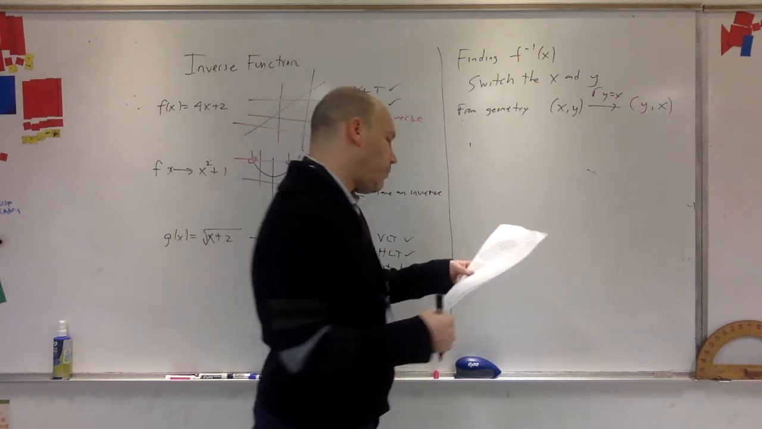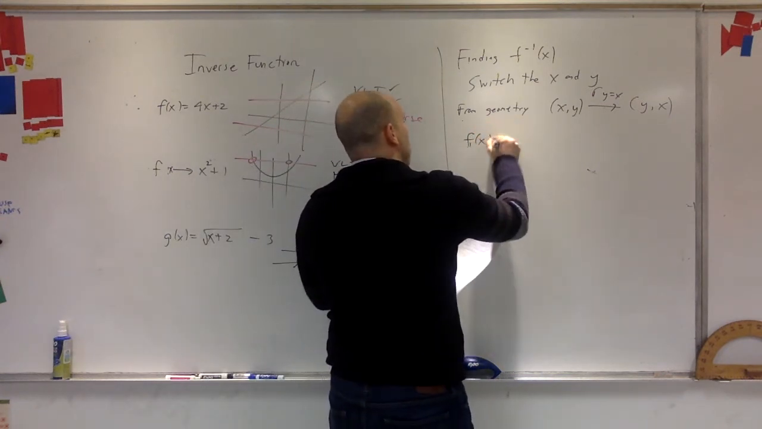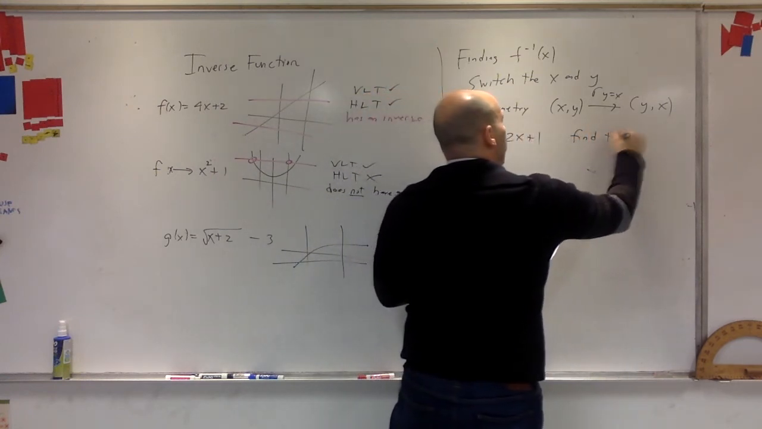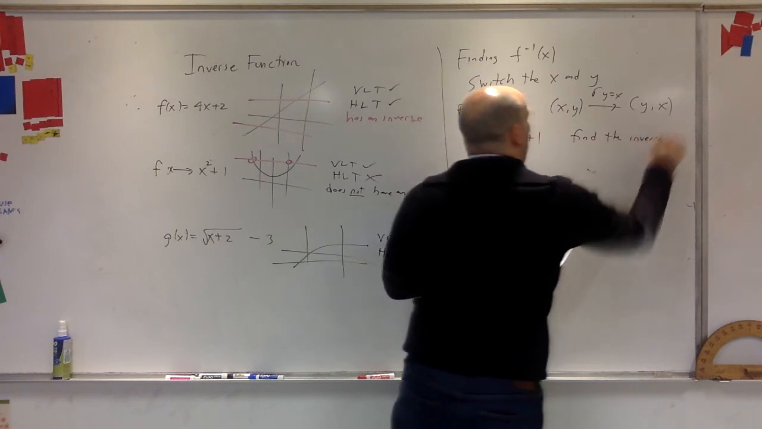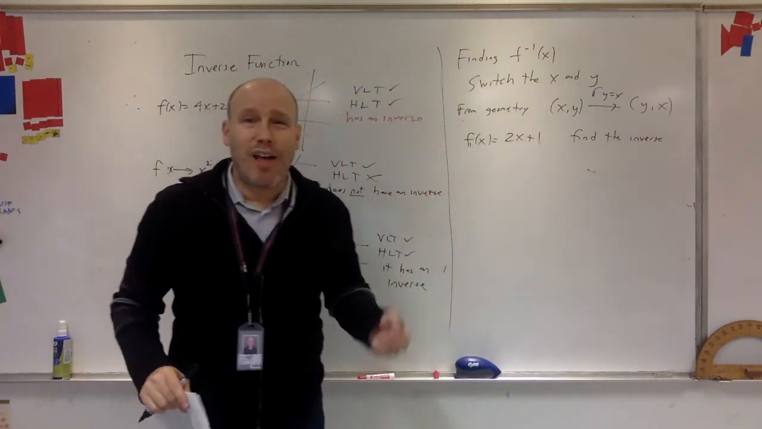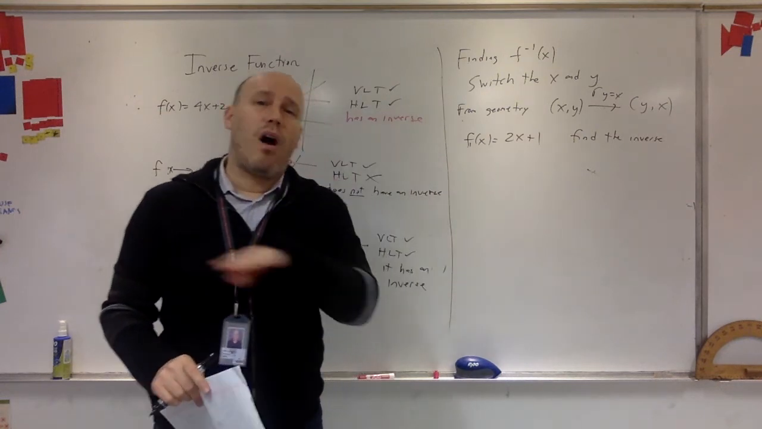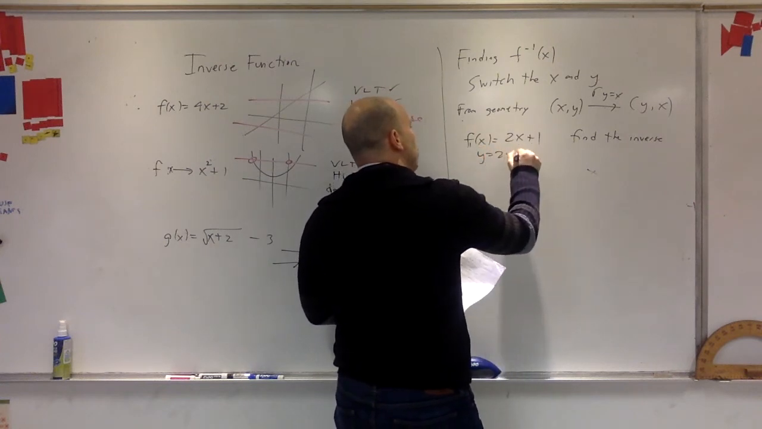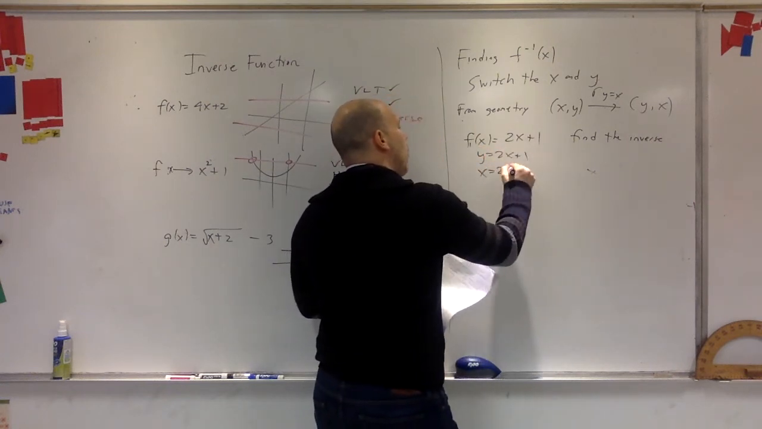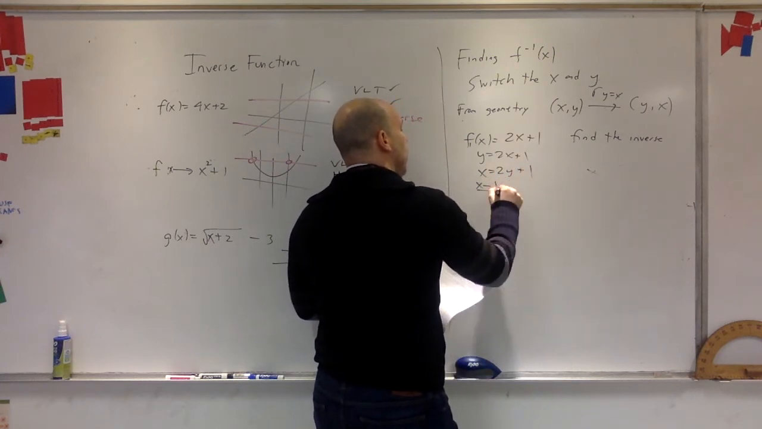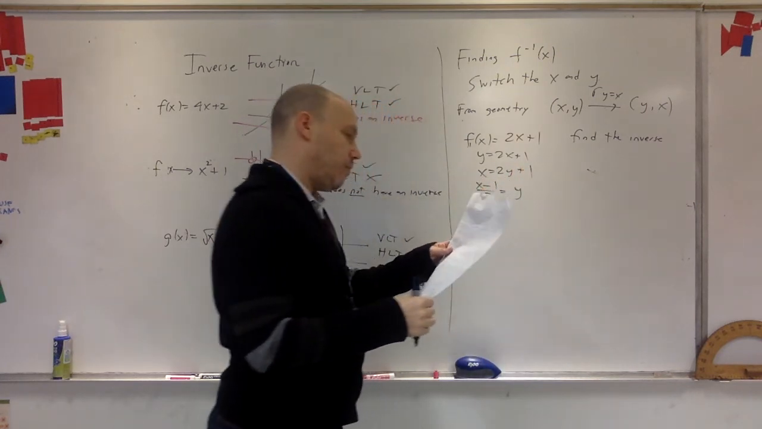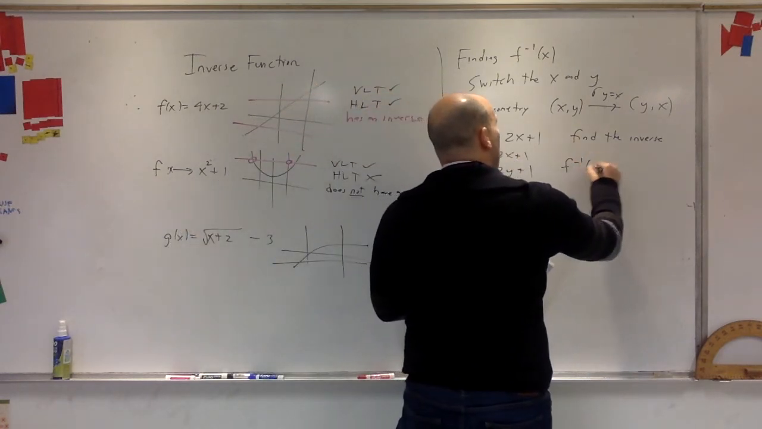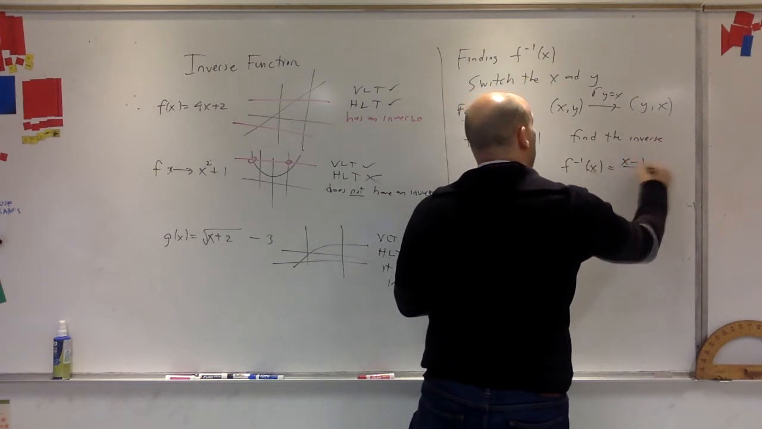So let's see, f of x equals 2x plus 1. Find the inverse. Well, first of all, is it a function? Yeah, we know that lines pass the vertical line test and the horizontal line test, so we're in good shape. So we know that this is y equals 2x plus 1. Switch the x and the y, solve for y. Nice. So f of x equals 2x plus 1. The inverse function equals (x minus 1) over 2.